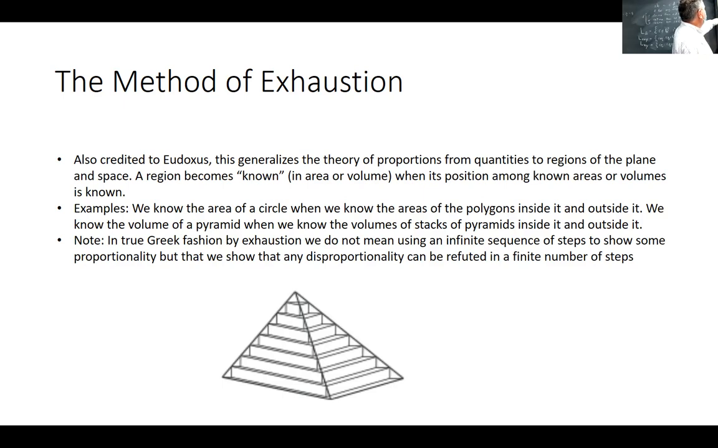So for example, we know the area of the circle when we know the areas of the polygons that can fit inside it and the polygons that fit outside it, so inscribed or circumscribed. We know the volume of a pyramid, we know the volumes of stacks of, sorry, that should be prisms, not pyramids. So here, we've got a pyramid, we're stacking it up with these prisms here. And then we could also do the same thing on the outside.